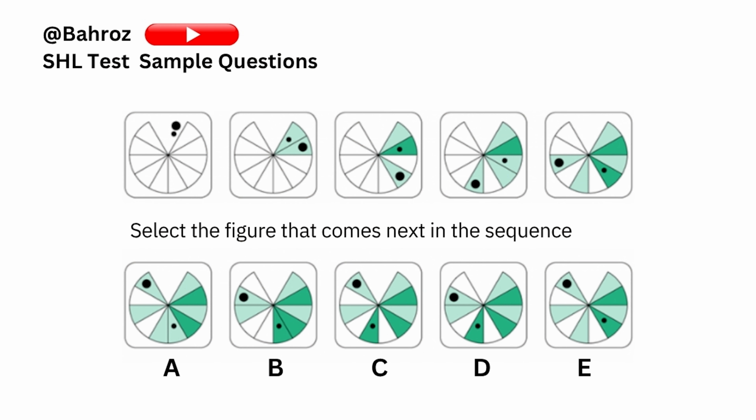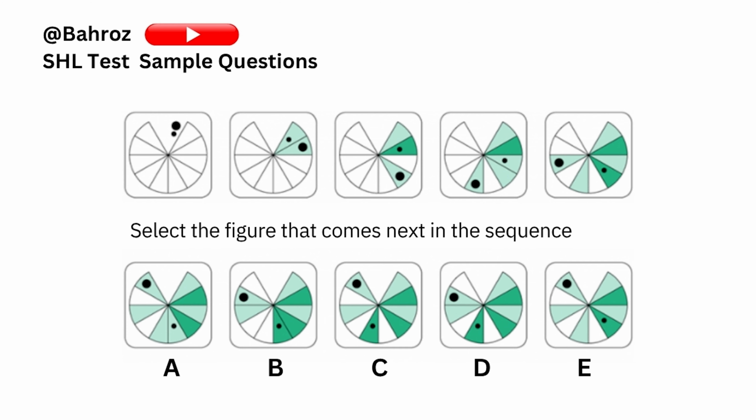Next sample question, let's break this down. First, look at the small dot. It moves one step at a time going clockwise. So in each new frame, it just goes to the next segment, easy. Now the big dot moves a bit faster. It jumps two segments forward, also going clockwise. So while the small dot takes small steps, the big one skips ahead.